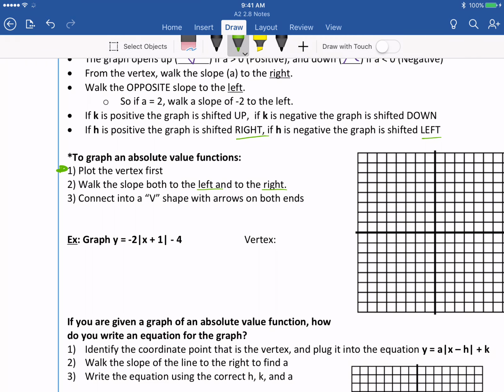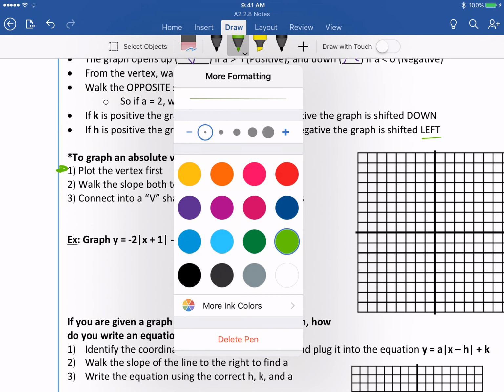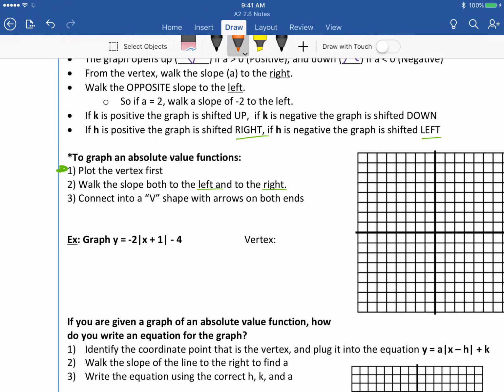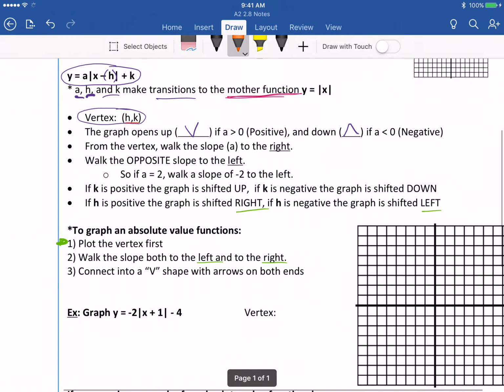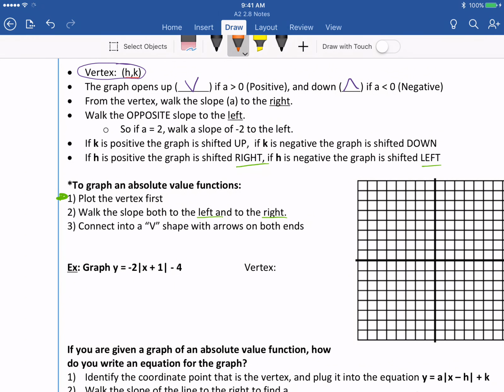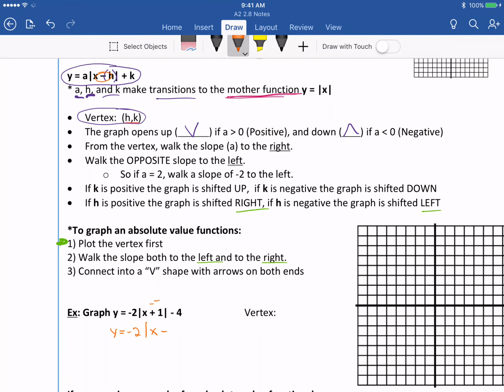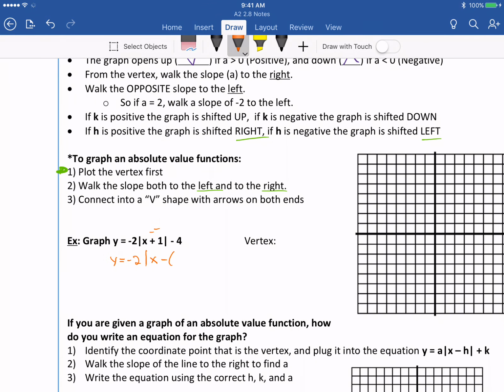So let's look at this first guy. We have to graph y equals negative 2 times the absolute value of x plus 1, minus 4. Okay, and what I normally do here is I rewrite this so that that x plus 1 is really the same as x minus a negative 1. So I rewrite this guy as y equals negative 2 absolute value of x minus, because if you notice up here it's always a minus, and then in the parentheses I'm going to have negative 1, minus 4.